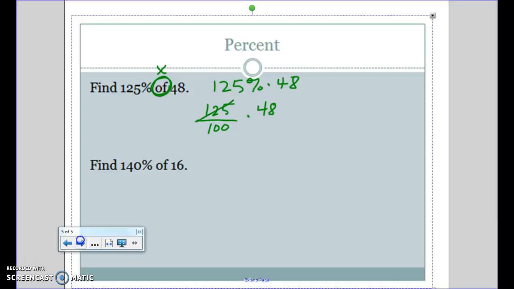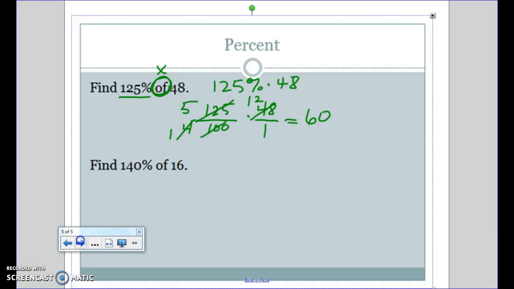I know that 25 goes into 125 5 times and into 100 4 times. And if I cross reduce 4 and 48, I get 1 and 12. 5 times 12 is 60. So I think that 60 would be 125% of 48. That would make sense that 60 is bigger than 48 because 125% is more than a whole. So that answer does make sense.